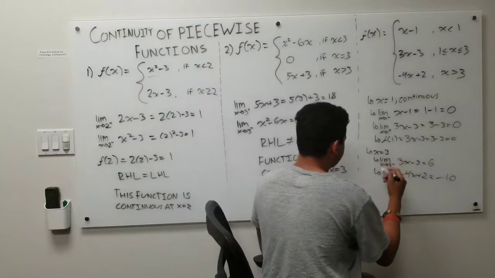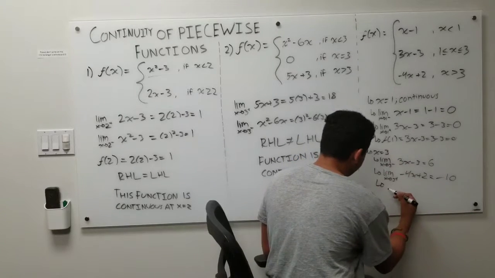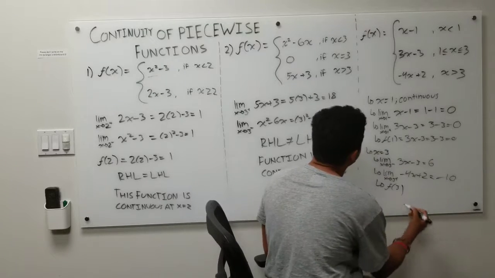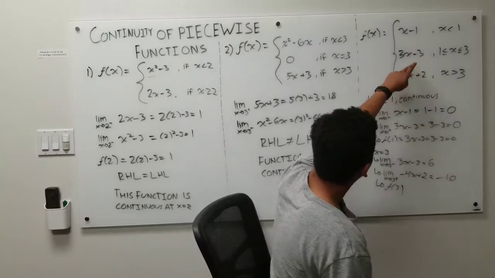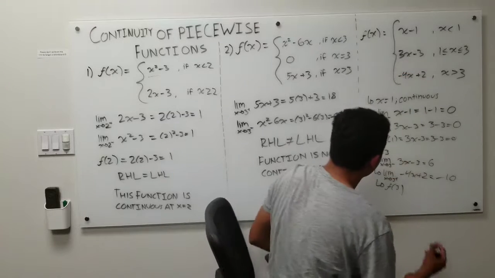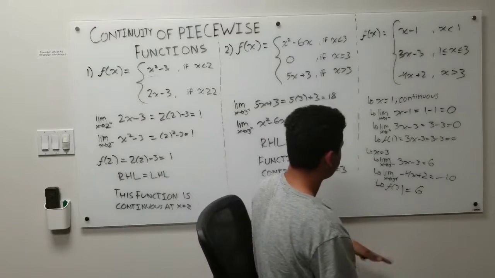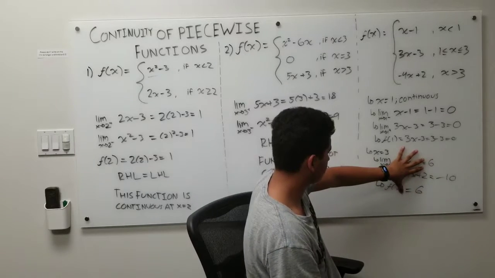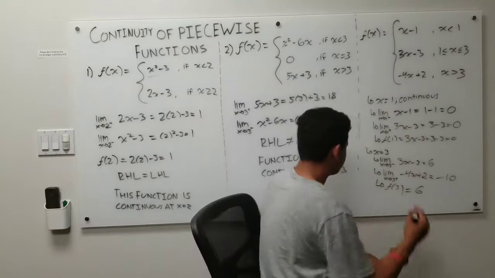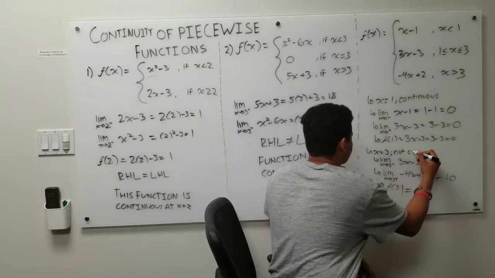We can still test it out and plug in x is equal to 3, f of 3, but you're just going to get more proof. For x is equal to 3, you can use this function again, and you're going to get a value of 6 coming from there. This part of the function is not continuous. This part of the function is continuous. Not continuous.